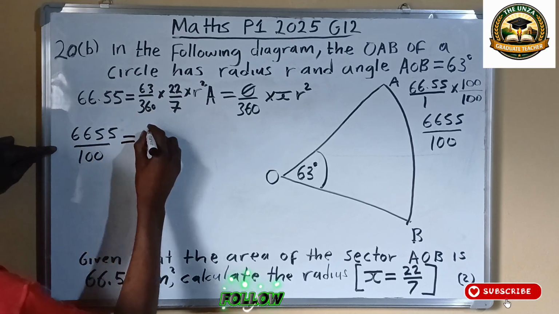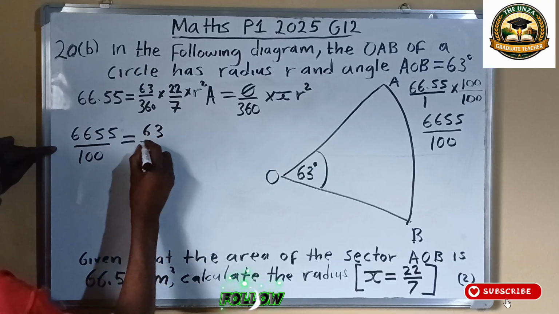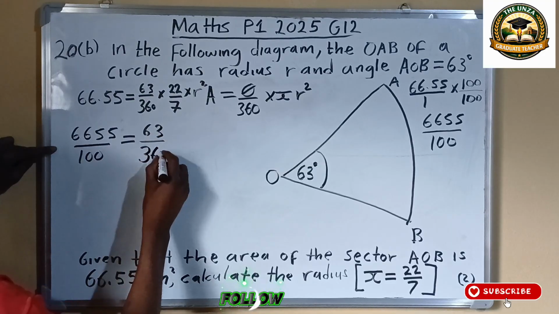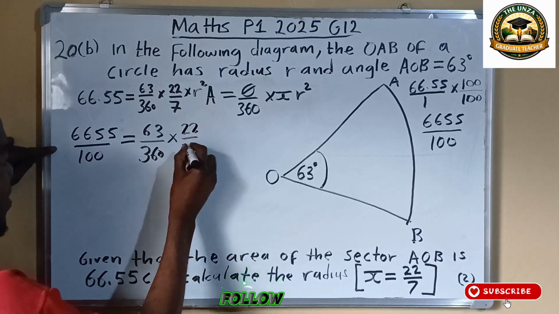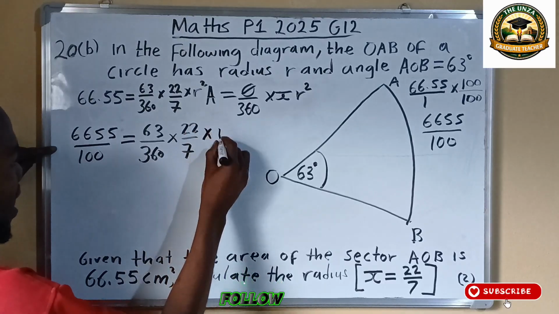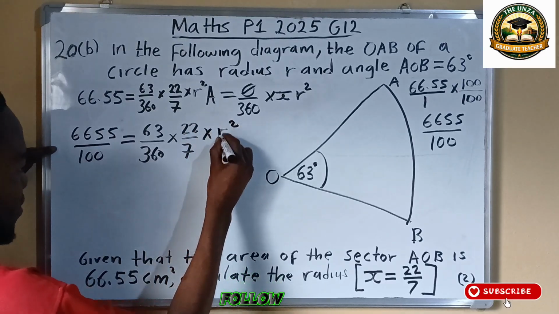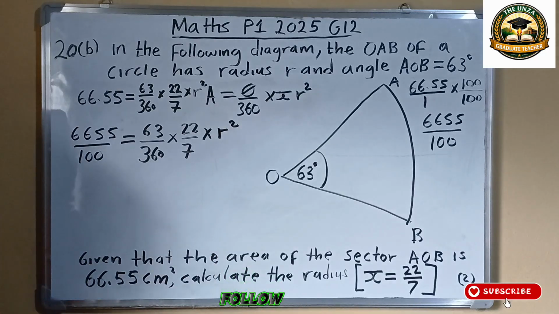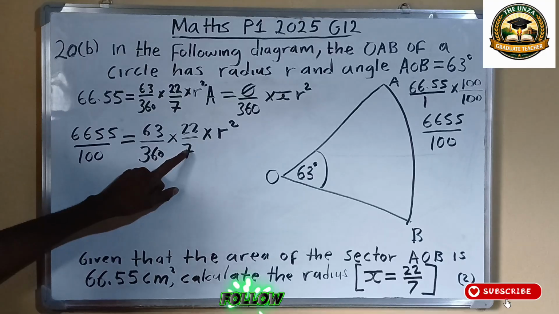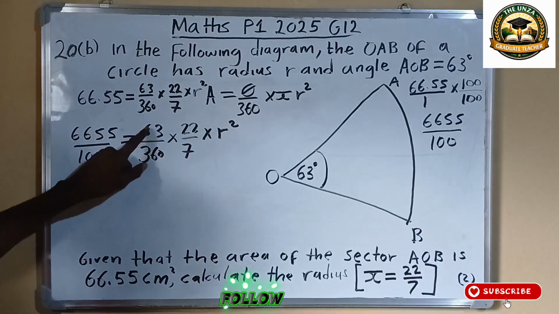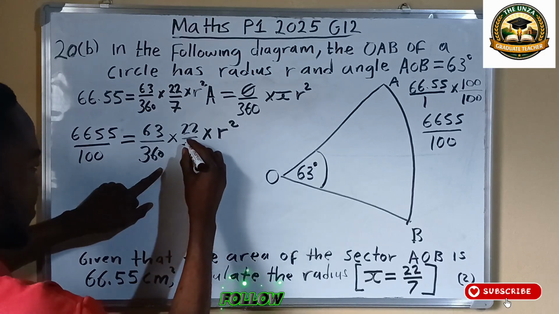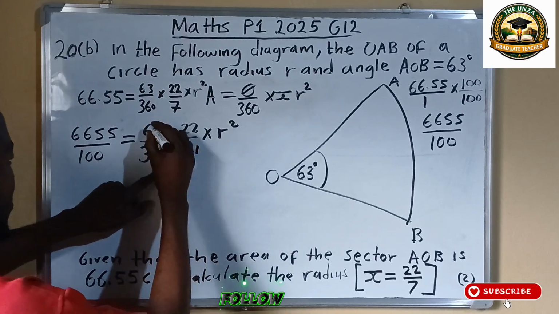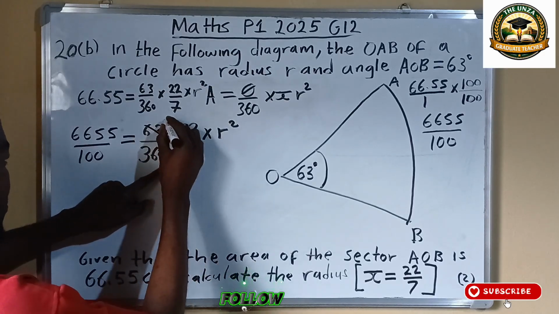equals 63/360 multiplied by pi, which is 22/7, times r squared. So now you can start cancelling. The number that can enter in 63 and 7 without leaving a remainder is 7. 7 into 7 is 1. 7 into 63 is 9.